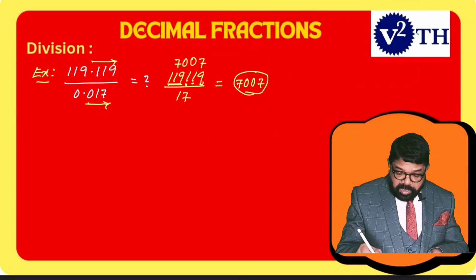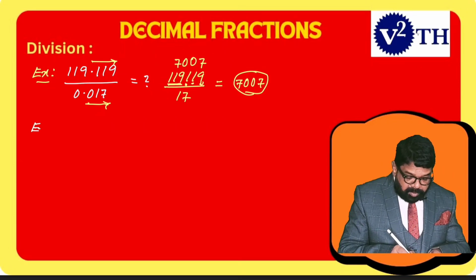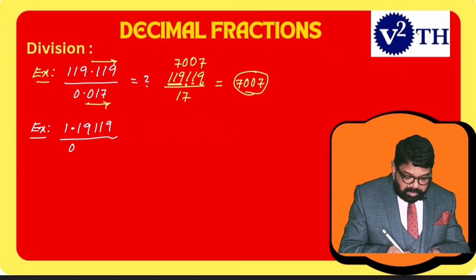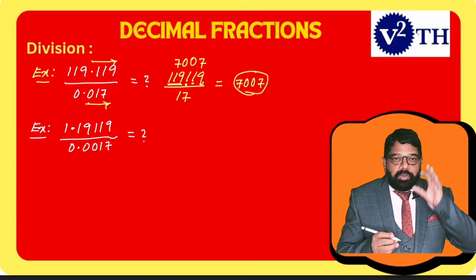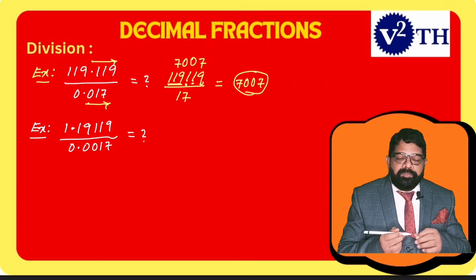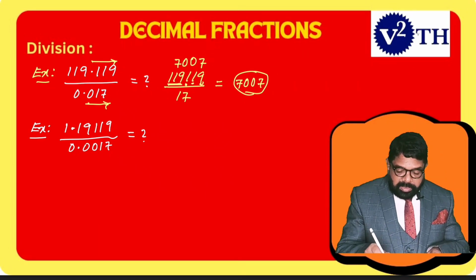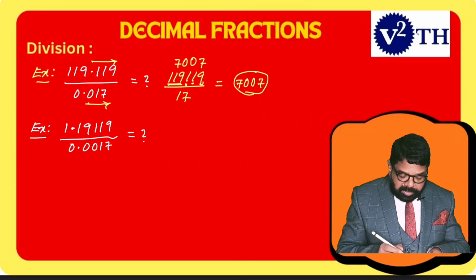Suppose I take one more example, where the decimal is placed in a different way. Suppose 1.19119 divided by 0.0017 is given. How can we simplify it? Now what do you do? What is our target first? Remove the decimal in the denominator.